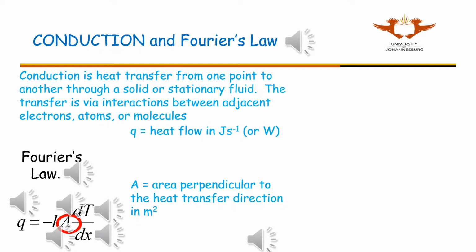Check the equation out, you can see that the heat flow is proportional to the area, A. This is logical, because if the area is doubled, you would expect the heat transfer rate to double as well.